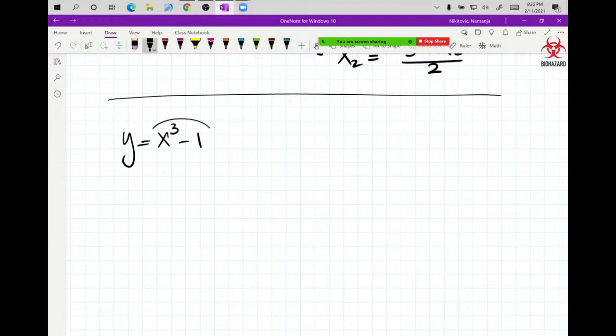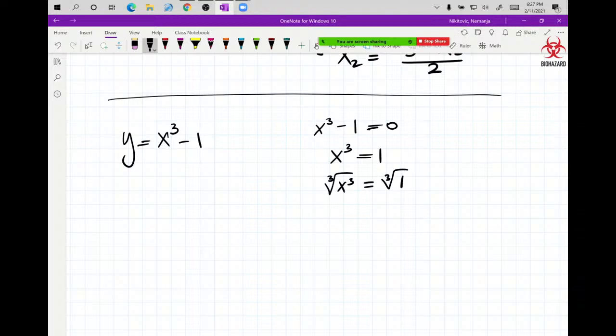Now, when they're nice, something like this, maybe we can say, oh, okay, x cubed equals 1, because you start by setting it equal to 0, right? To find the root, you set it equal to 0. And then because this one is nice, you can do this. Then you have the cube root of x cubed equals the cube root of 1. And then you get x equals 1.